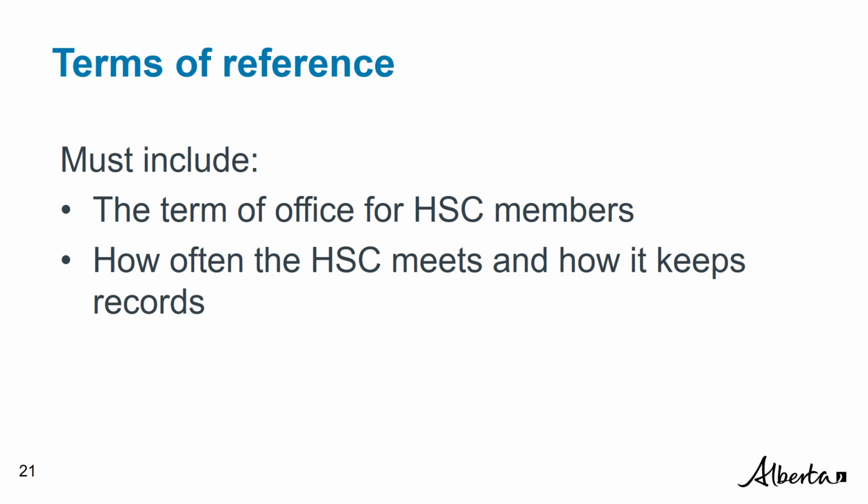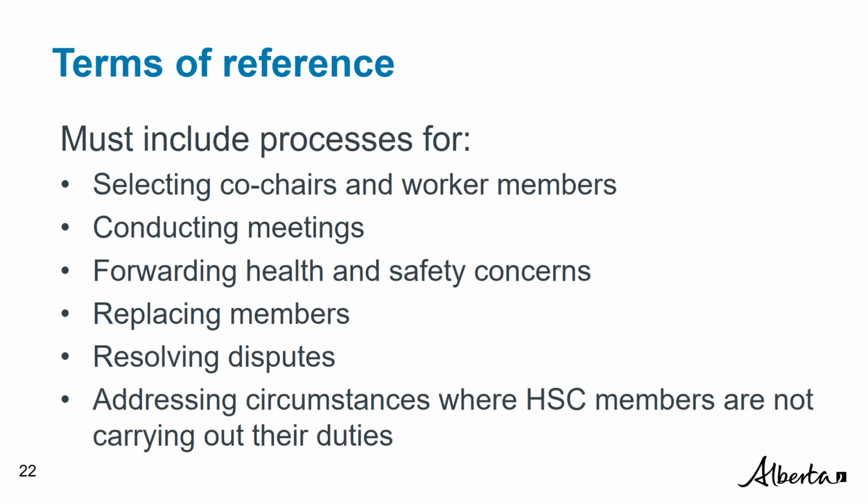The Health and Safety Committee is required to establish terms of reference. To start with, the terms of reference must include the term of office for committee members, how often the committee meets, and how it keeps records. The terms of reference must also include processes for selecting co-chairs and worker members, carrying out meetings, forwarding health and safety concerns to the employer, replacing a member during their term of office, resolving disputes if the committee members can't agree on a recommendation to the employer, and addressing circumstances where committee members are not carrying out their duties. These are the minimum requirements; health and safety committees can include other processes or requirements to support the effective operation of the committee.